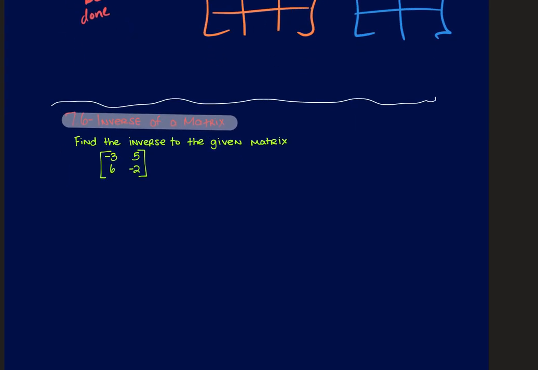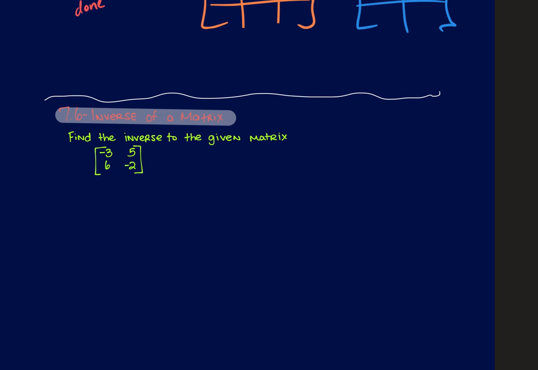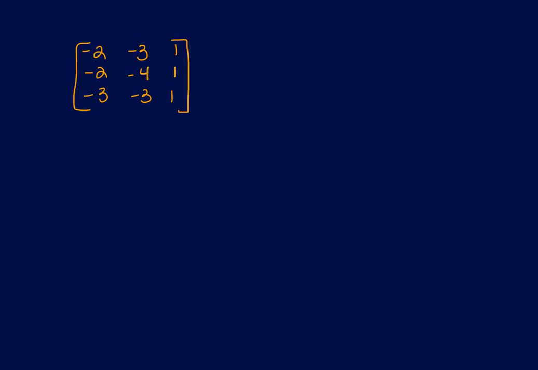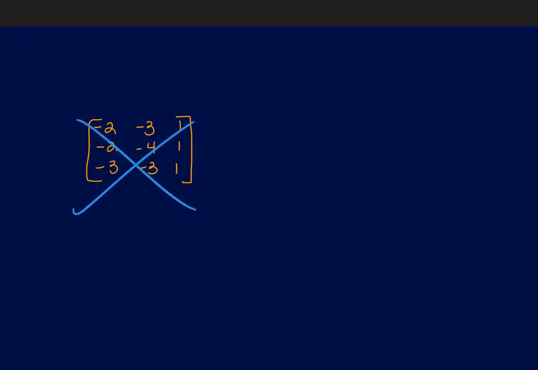Okay, then came the inverse of the matrix. We just did these, right? It's 1 over the determinant, multiplied by the matrix where you switch the A and the D and negate, or change the signs on, the B and the C. We just did that in the warm-up. This is not on your test, so don't worry about it. That's the 3 by 3.